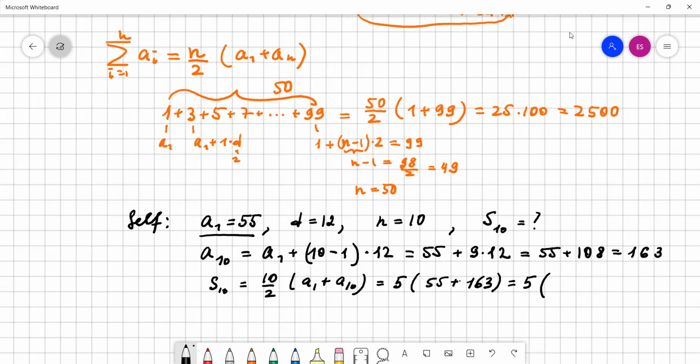I don't think that I can multiply large numbers like this, but of course I can, but I don't want to waste my time. So I'm just going to use my calculator. Give me a second. Oh, it's over here. So 55 plus 163 multiplied by 5. And I'm getting, okay, I'm just going to write down the final answer, 1090. So that's the sum of 10 terms.